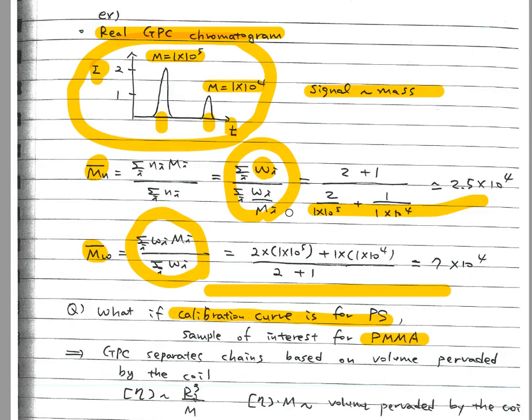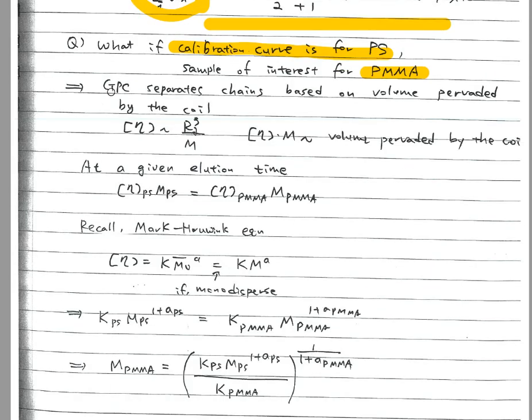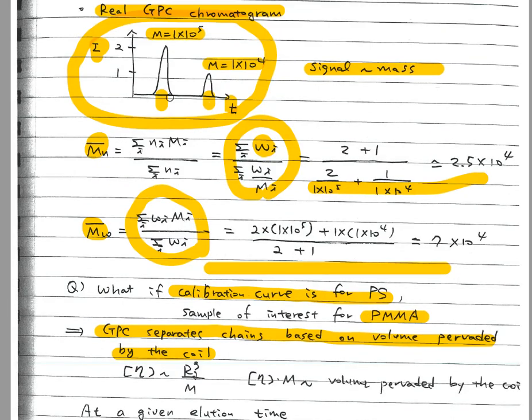It is possible. The reason is that GPC basically separates chains based on the volume pervaded by the coil. Which means that different volume, basically volume means mass, right? Different volumes of samples have different molecular weight, basically different elution time, right? Different elution time here and here.